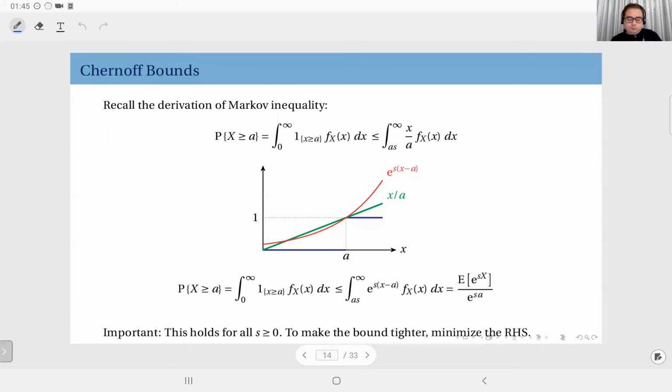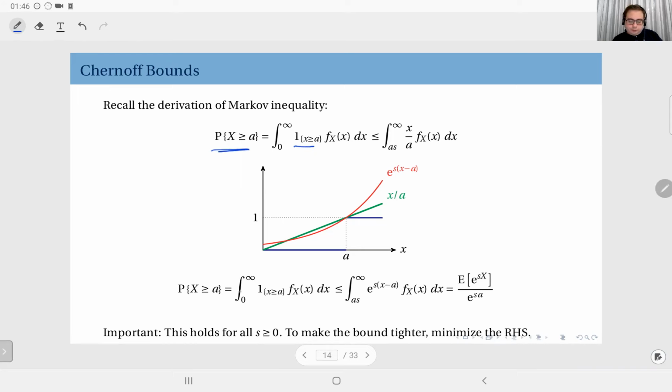So as we have seen, if you find a function that stays above the indicator function, you can find a bound for this non-negative random variable x. And we have seen now that for positive s, the function e to the power s times (x minus a) stays above the indicator function of x greater than or equal to a. Therefore, we can use it to derive a bound on this probability.